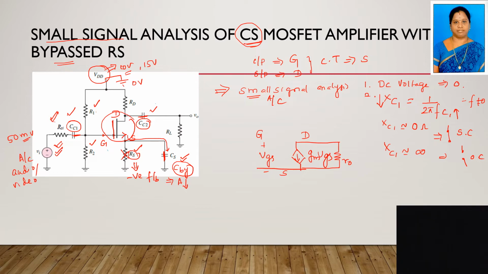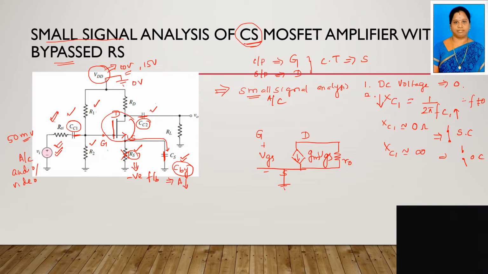Thereby this RS will be bypassed from the circuit. That means the RS role is ineffective in the circuit. Okay, so the source is directly connected to the ground because of the short circuit of this bypass capacitor. That's why the name is given: common source MOSFET amplifier with bypassed RS. Okay, this part is over. The source is directly connected to where? Ground. So here I have to connect the source directly to ground.